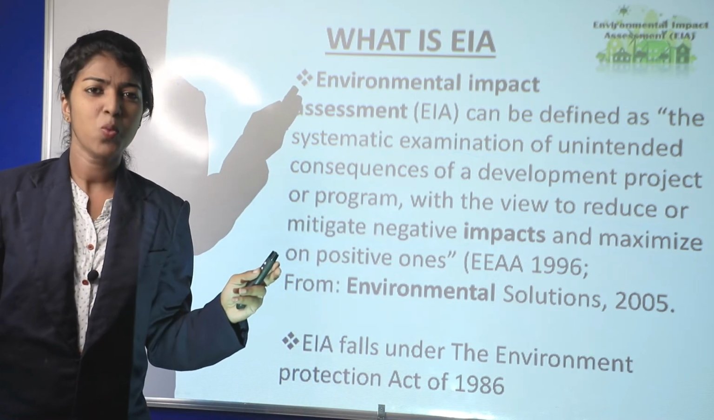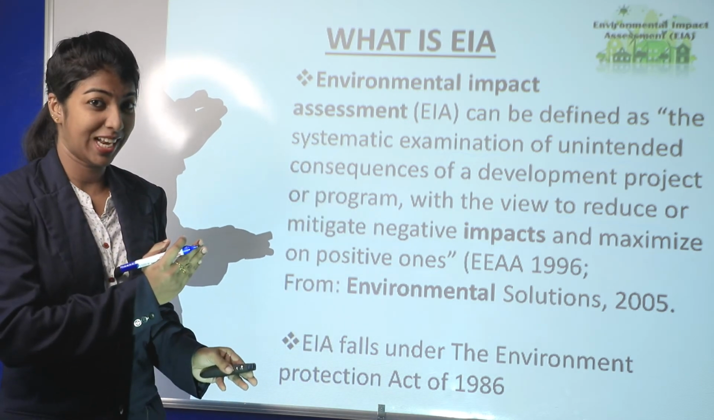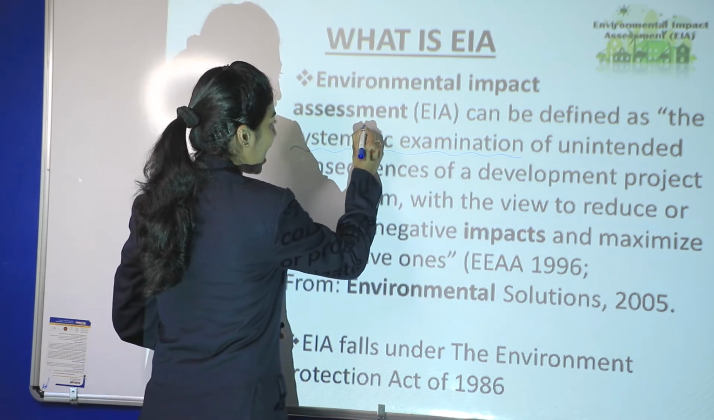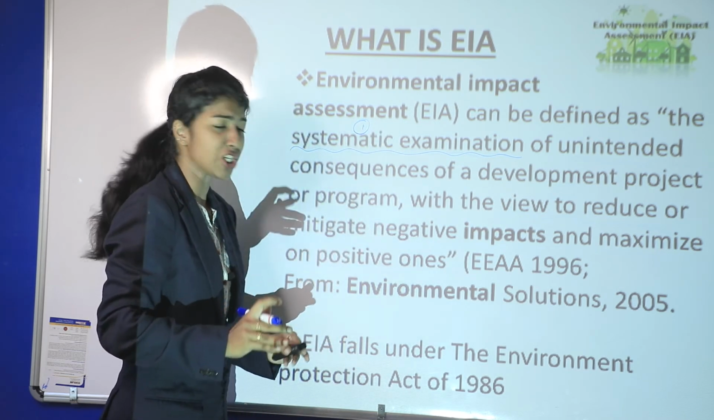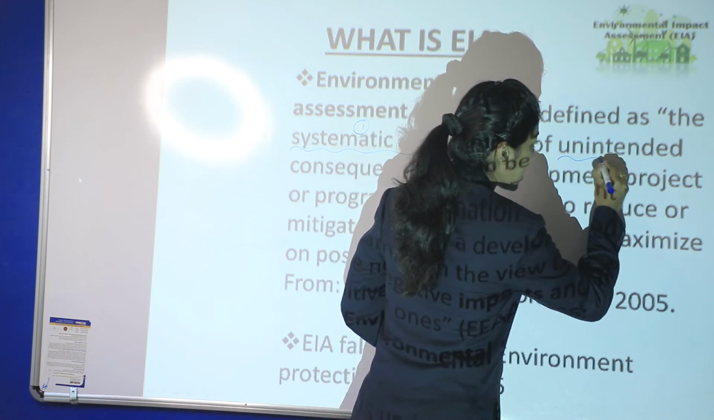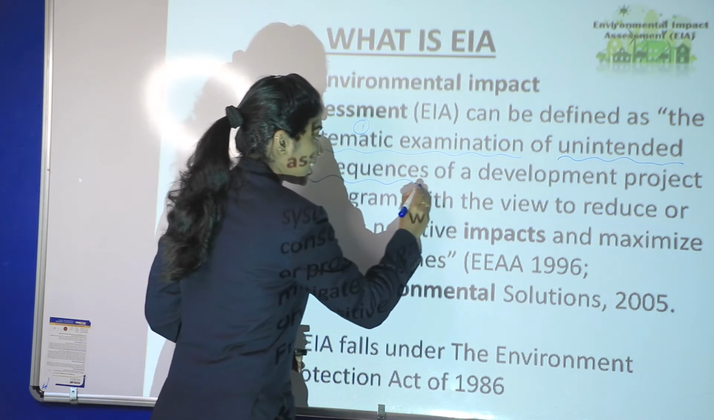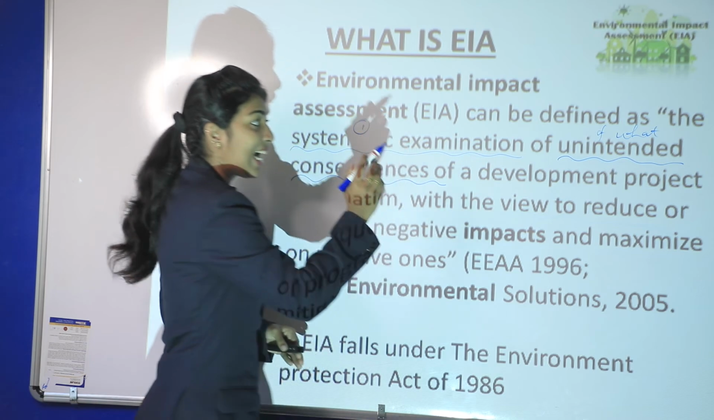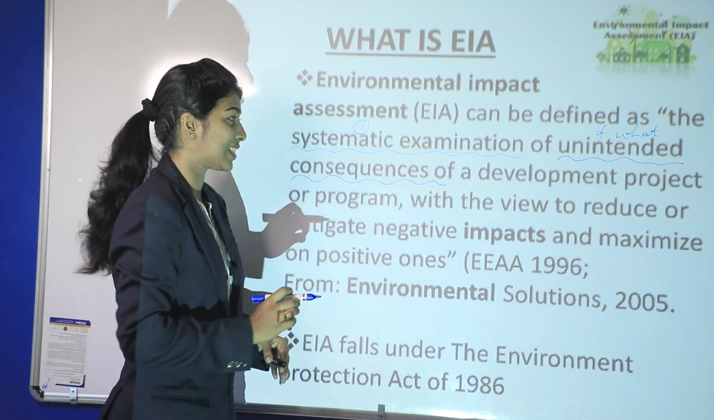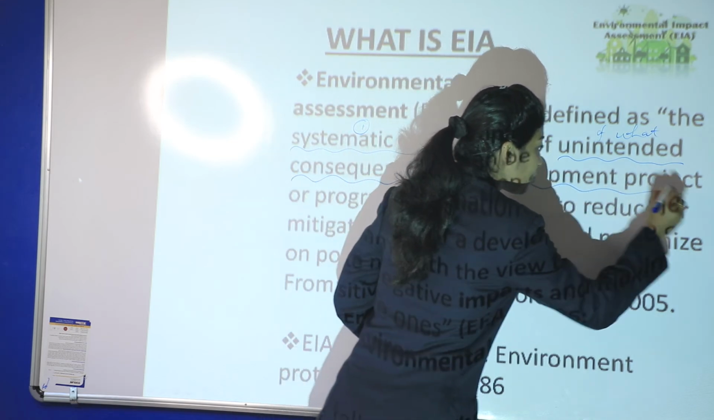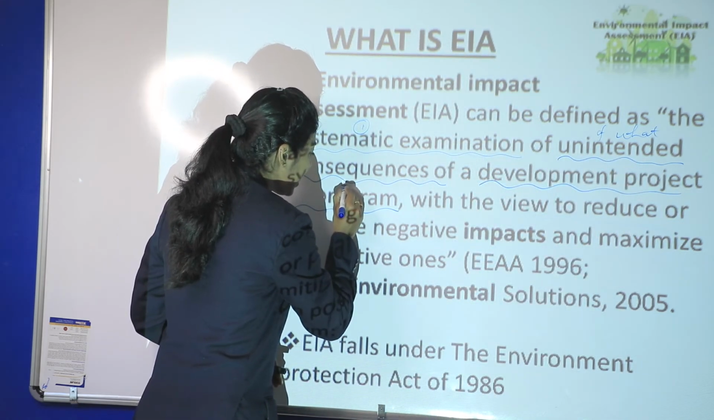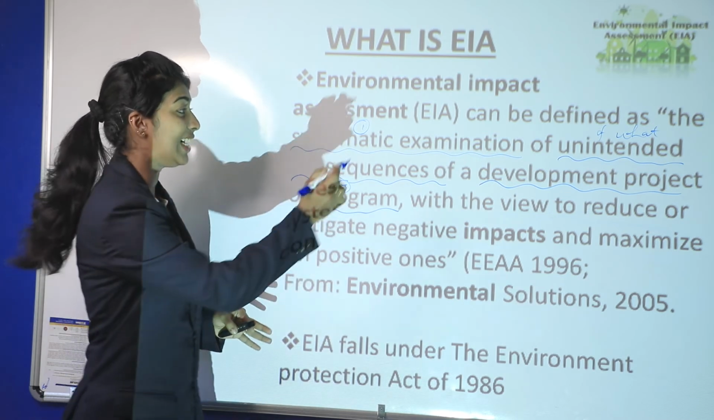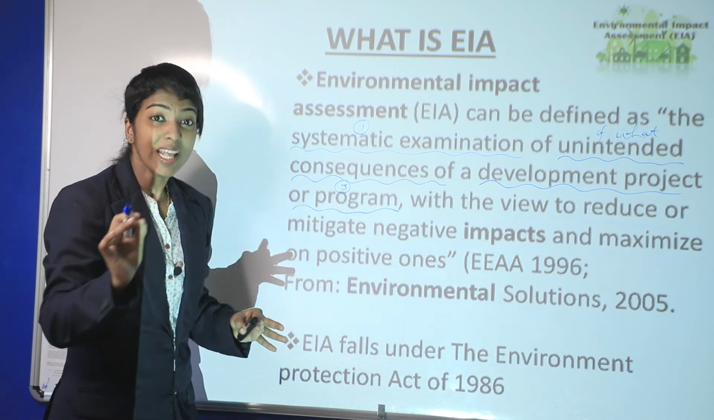What does the definition say about EIA? Let's look in detail. It is the systematic examination. The first thing is, EIA is systematic examination of what? Unintended consequences. Of what? Of a development project or program. The third thing is we are examining unintended consequences of a development project or program with the view to reduce.